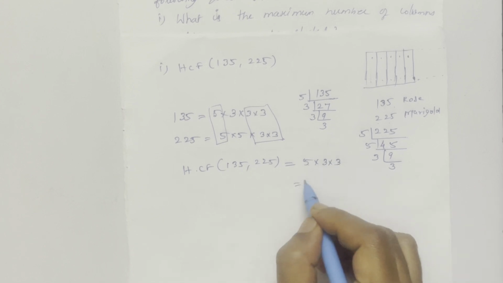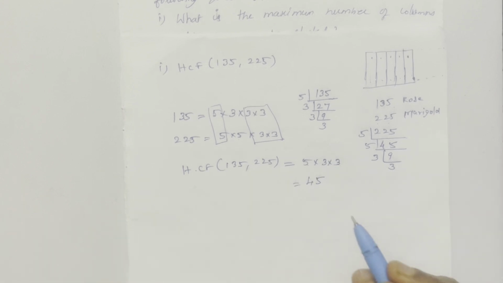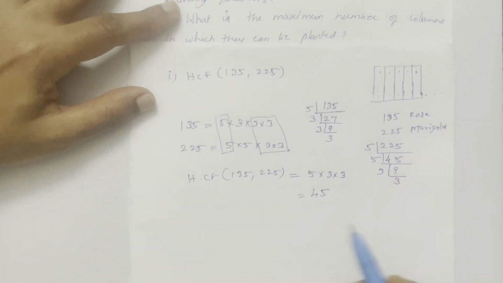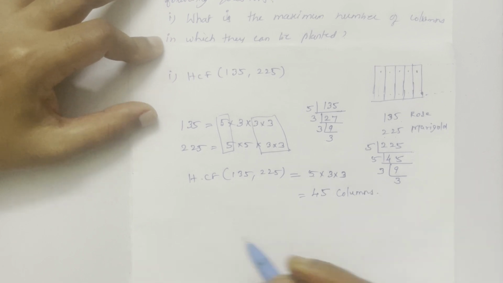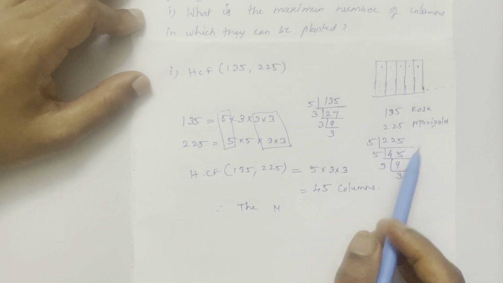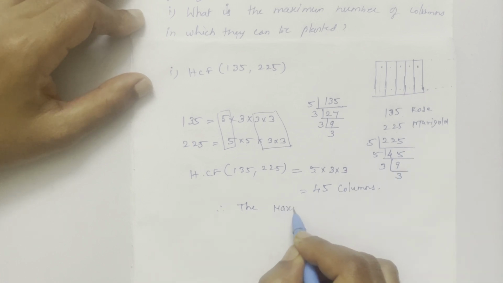That is 9 fives are 45. So total number of columns used to plant these plants is 45. Therefore, the maximum number of columns used to plant these plants is 45.